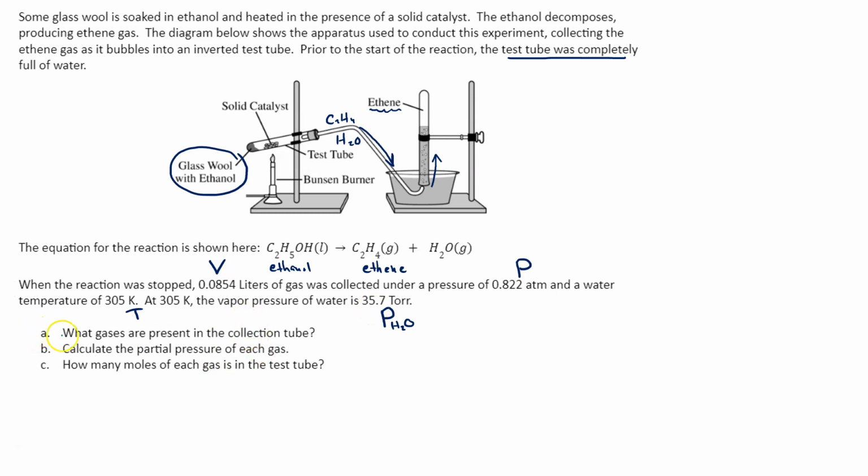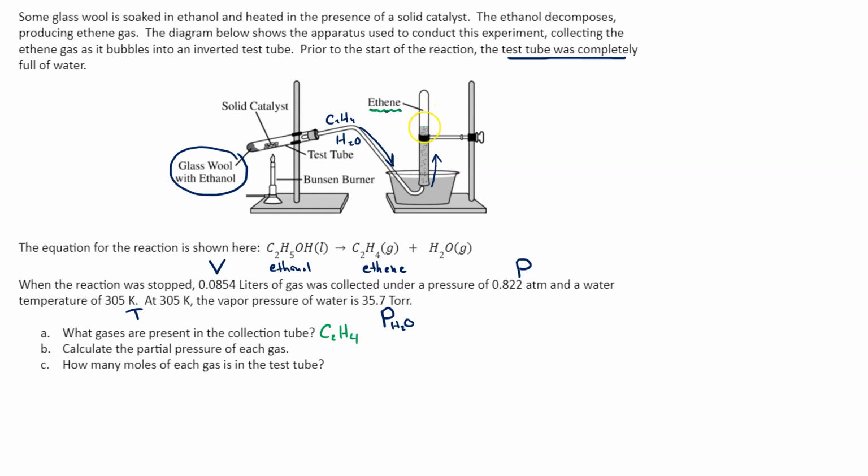Now let's read the questions and see if we can figure out how to answer them. Letter A says, what gases are present in the collection tube? So that means right here in the collection tube, what is being produced? One of them is super easy. It's literally labeled ethene. So I can fairly obviously say that C2H4 gas is being collected in the tube. There's another gas that's being collected though. It is a product of the reaction, but we'll see the difference in a second.